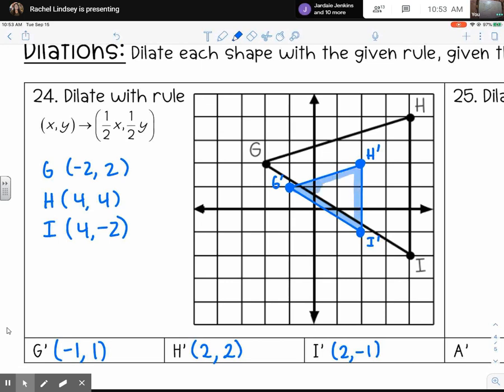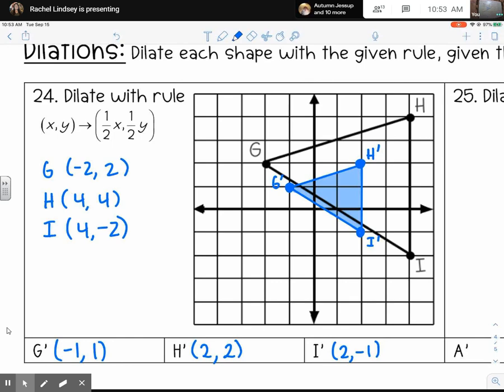What does the center part mean? You can actually dilate around any point on the graph. This one's dilated around the center. But if you dilate around a point other than the origin, you have to translate from that point to the origin, dilate it, and translate it back to the center of dilation. That's why we get into the units.